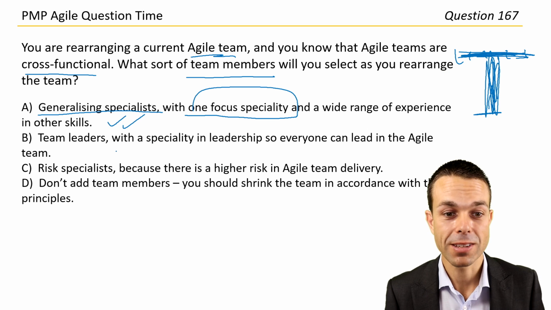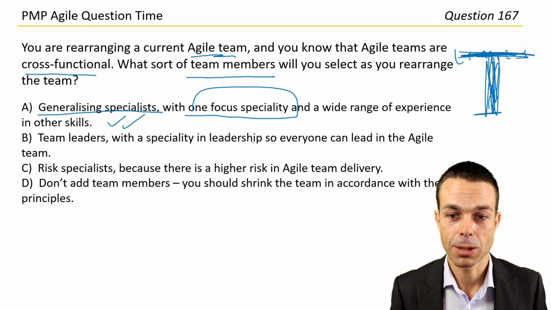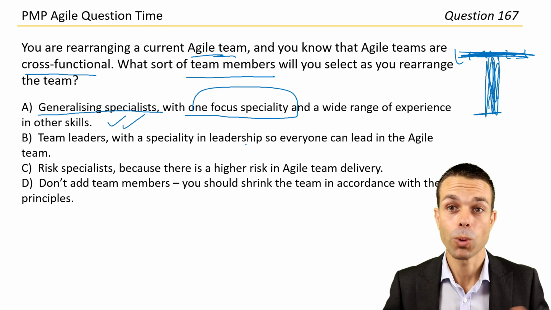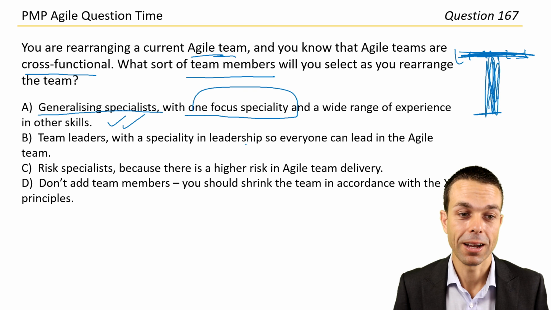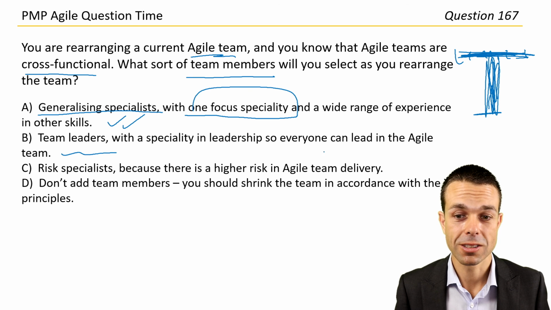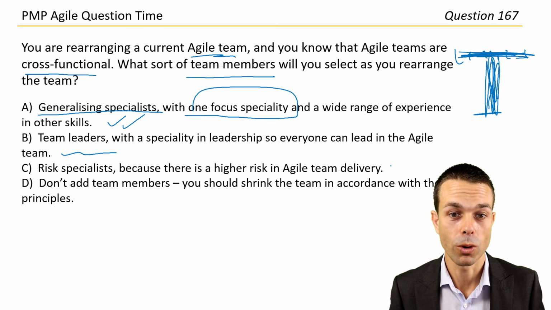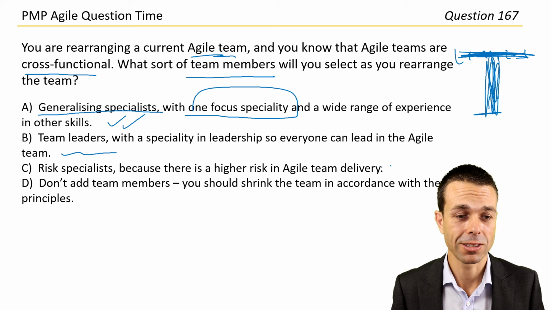What else have we got? Team leaders with a specialty in leadership so everyone can lead. Not necessarily. We do want everyone to lead. Quality is everyone's responsibility, but that's not necessary. Risk specialists, yes, we might need them, but again, they're not. We don't want all of our team members to be risk specialists necessarily.